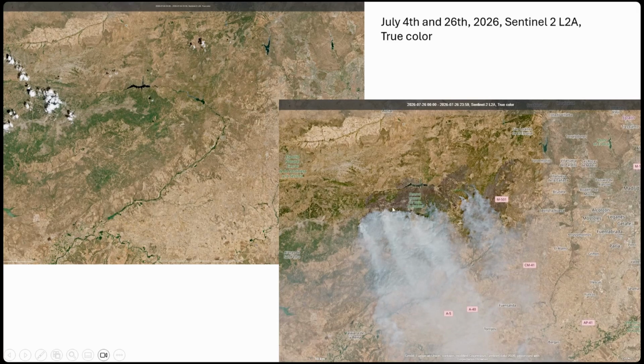And now if you compare the 4th of July and the 26th of July, you can see, not so pronounced, but you can see the scorched areas. They're kind of brownish. They're not as green as they were on the 4th of July, but you cannot really see that well.